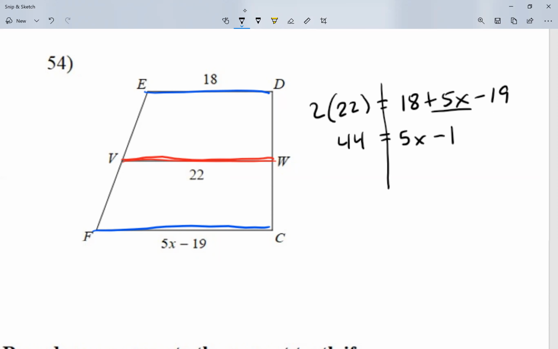Now I want the 5x by itself. I want the letter by itself. So the minus 1, let me move it to the left as a plus 1. Don't forget to switch the sign. So I have 45 is equal to 5x. To get the x by itself, let's divide both sides by 5. 45 divided by 5 is 9. 9 is equal to x, or x is equal to 9.